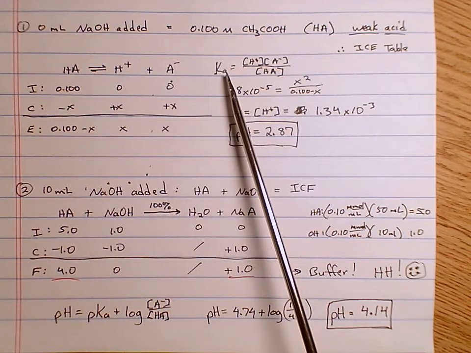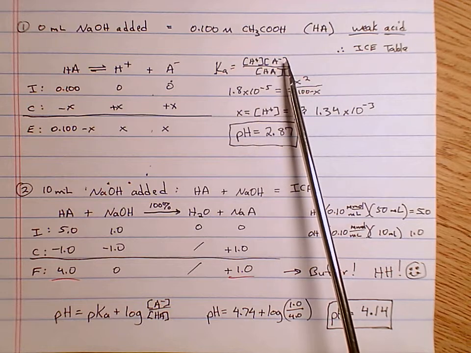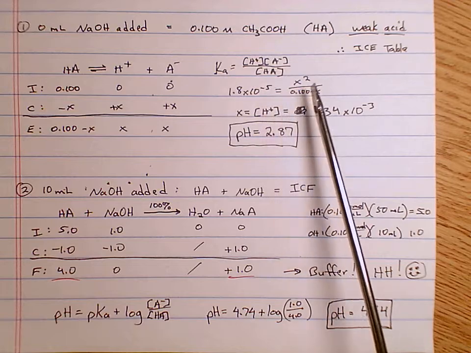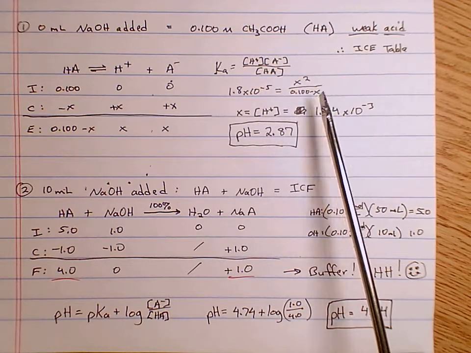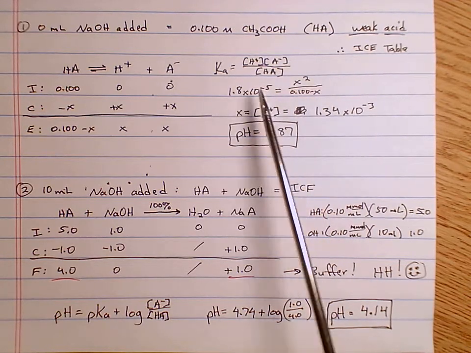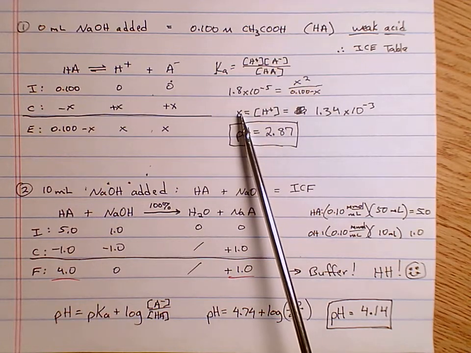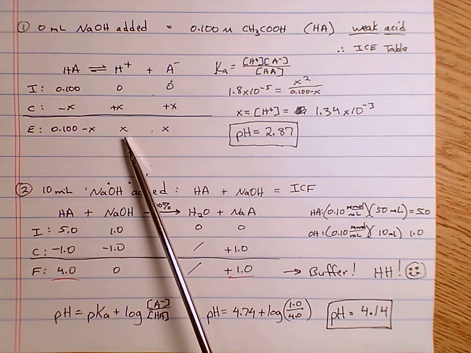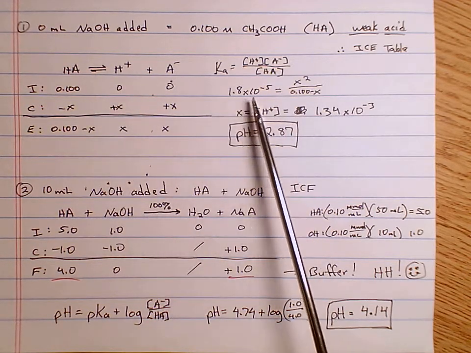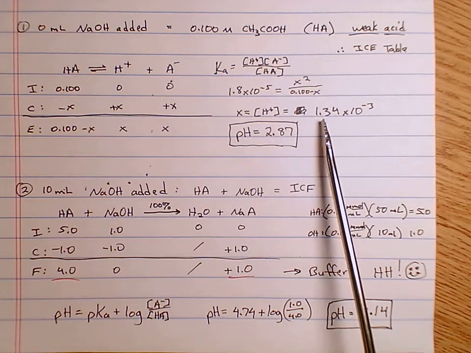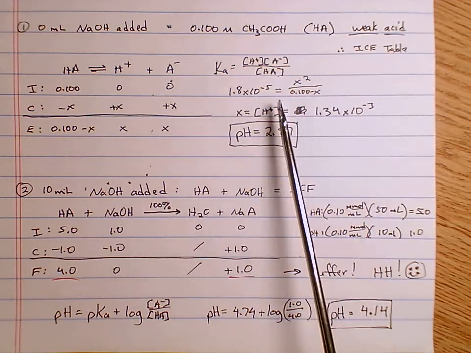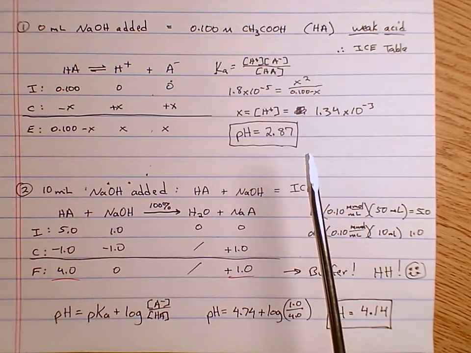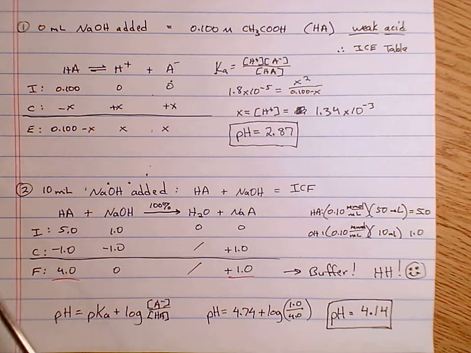Plug these into our Ka equation, which we know is the concentration of H plus times the concentration of A minus divided by the concentration of HA. 1.8 times 10 to the minus fifth, our Ka, equals X squared over 0.1 minus X. Can we ignore the minus X? With 10 to the minus fifth, yes. So our value for X, which is the concentration of A minus, is also the concentration of H plus, and it's the H plus that determines pH. The concentration of H plus is 1.3 times 10 to the minus third, our value for X. Take the negative log of that, and our pH is 2.87. Before we add any base, we're at a pH of 2.87.